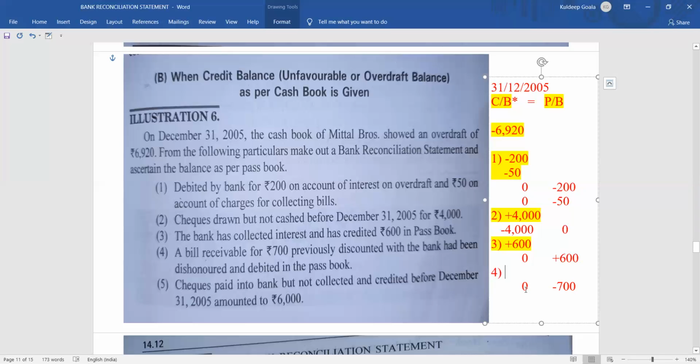So what will you do to match both the sides? We have to put minus 700 in the cash book, isn't it? Because the cash book is showing zero, the passbook is showing minus 700. To make both the sides the same, we can change only the cash book because the cash book is the base. So how will you change the cash book? By putting minus 700. Now both the sides are minus 700, it is the same. I hope all of you have understood this point.